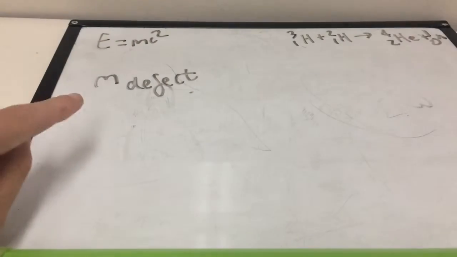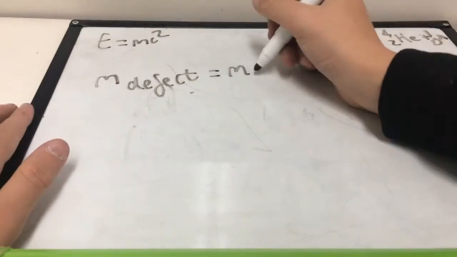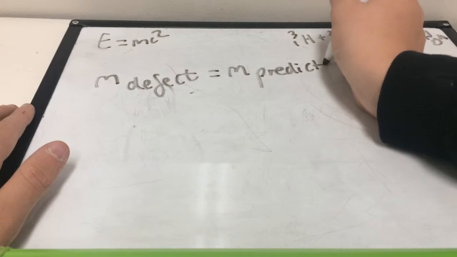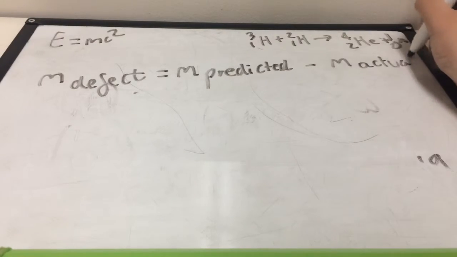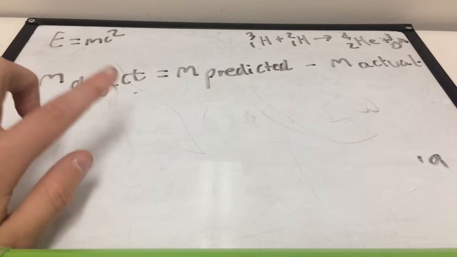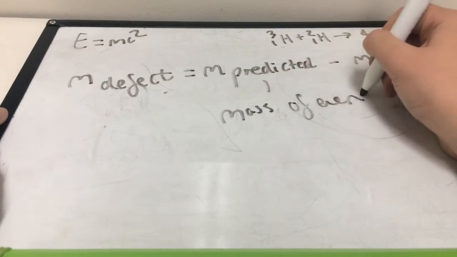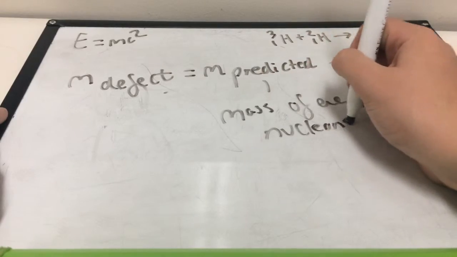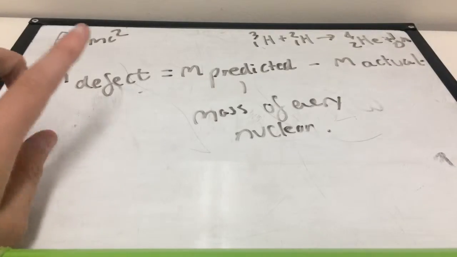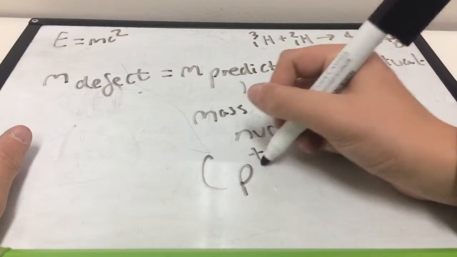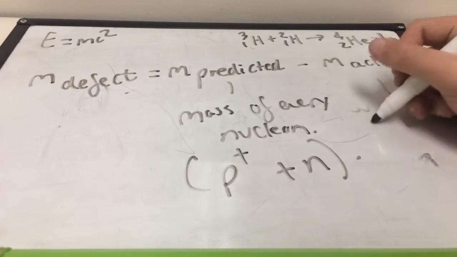is basically the amount of mass that we will predict by adding all the protons and neutrons, so predicted mass, and we take away the actual mass. So essentially, the predicted mass is the mass of every nucleon. So nucleons, as we should know by now, are protons and neutrons. So mass of every nucleon, so every proton and neutron. I'll write that just in case.